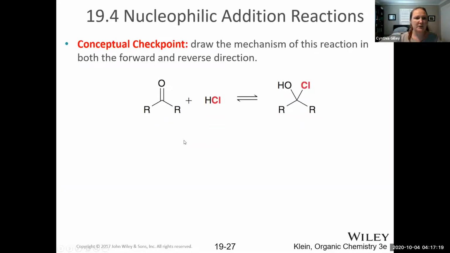Let's do a conceptual checkpoint and draw the mechanism of this reaction, both in the forward and the reverse direction. I'll give you guys a minute to work on this. Remember that we are working under acidic conditions, because of the acid being used in the reaction.